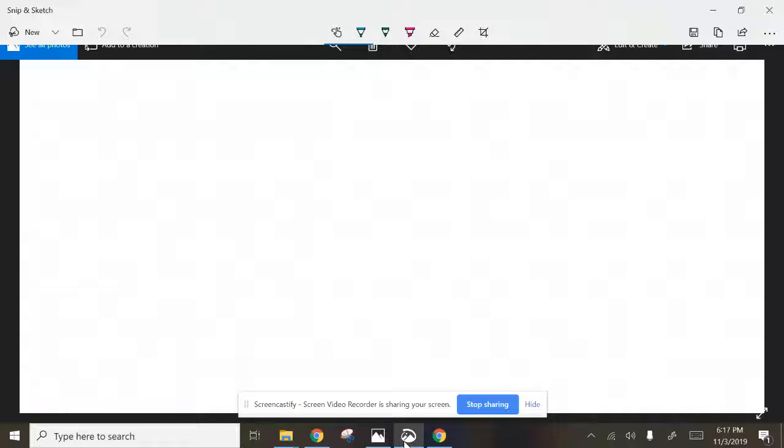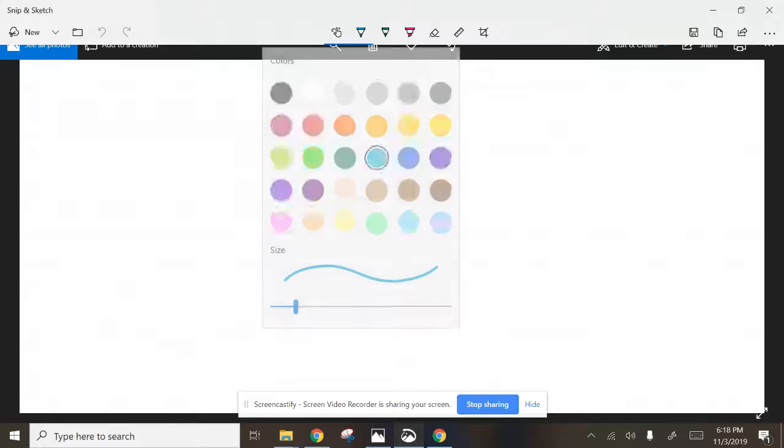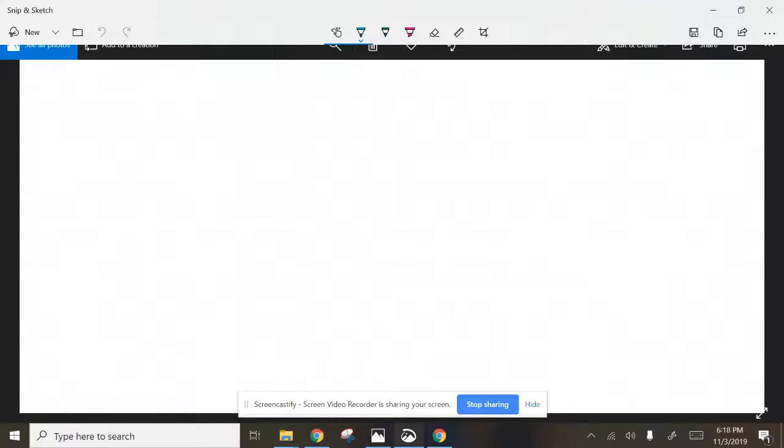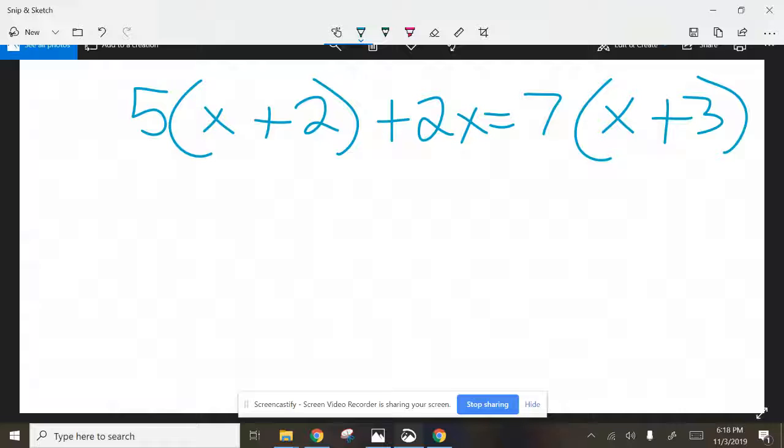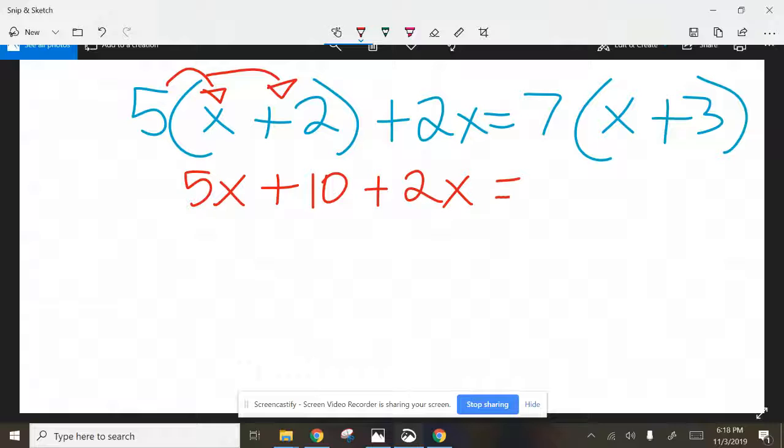Okay, so we're going to do a little ed puzzle on this idea of how many solutions is the problem. So your first problem, 5x plus 2 plus 2x equals 7 times x plus 3. All right, what would be your first step to solve this? You should know the first step would be 5x plus 10 equals 7x plus 21.